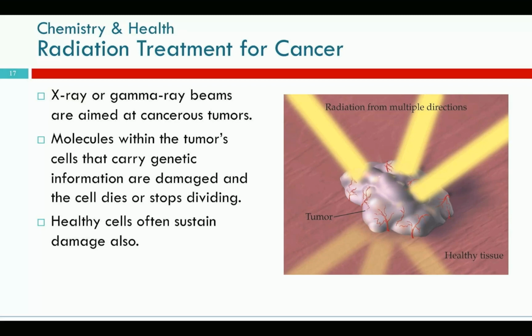And then mostly it's the genetic information that gets damaged. As those cells try to replicate, their core DNA basically gets ripped apart by the gamma rays or the X-rays, and it can no longer produce new cells, and the cells die. You do damage some healthy tissue, but if it's to kill the cancer, then that's better.